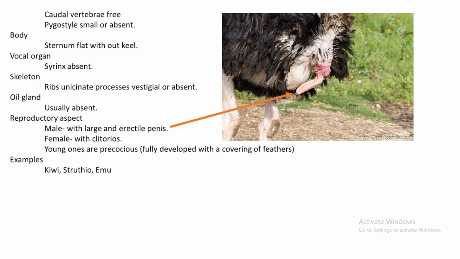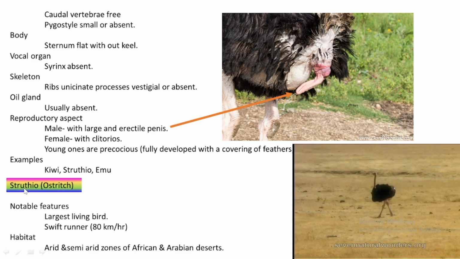Okay, let us start with the Paleognathae examples. In the last class I already told you that examples are kiwi, struthio and emu. First example is struthio. Struthio, that term is not that familiar, but come to its other name, ostrich, then we are very familiar with that bird. We used to watch this ostrich whenever we visit a zoo. So we are going to see its general characteristics.